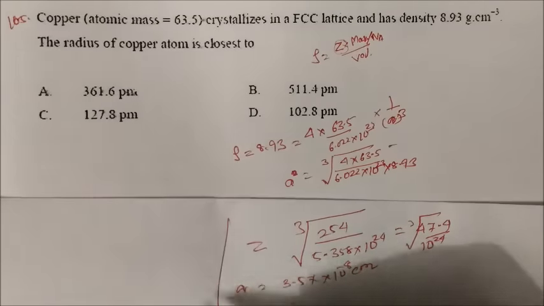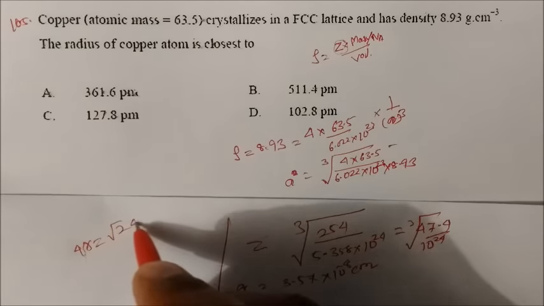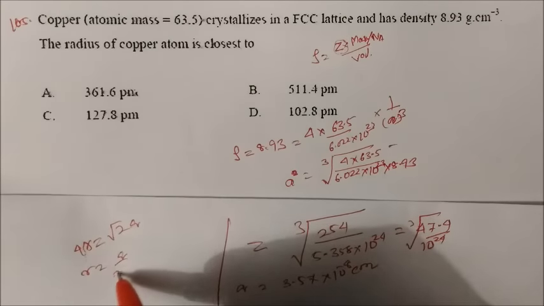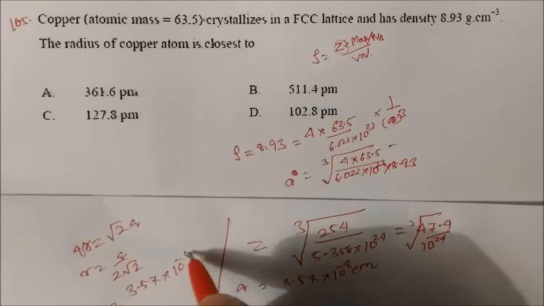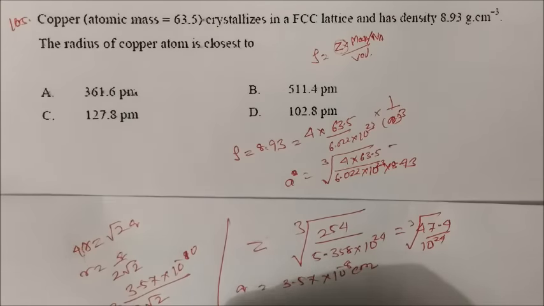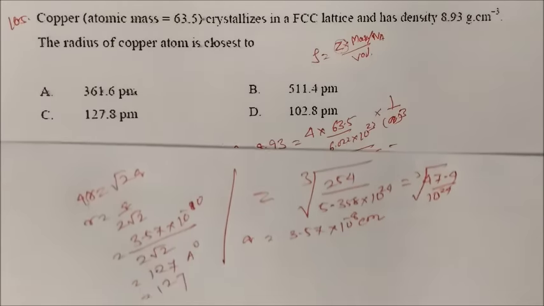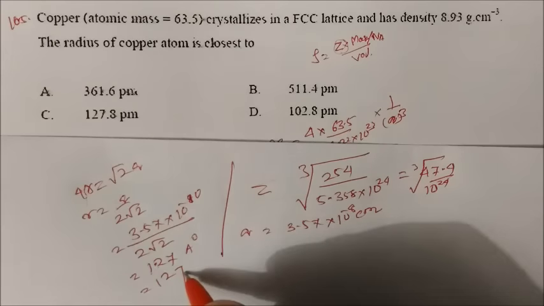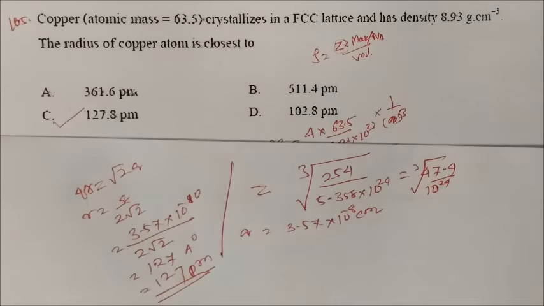Now the radius: 4r is equal to root 2 a, or we can write r is equal to a by 2 root 2. So what is a? a is 3.57 into 10 to the power minus 8 centimeter, or we can write this in angstrom, and divide by 2 root 2. On solving you will get 1.27 angstrom. So 1.27 is angstrom, 127 is picometer. So which is the correct answer? We have C as the correct answer.